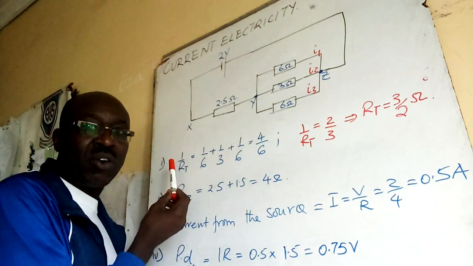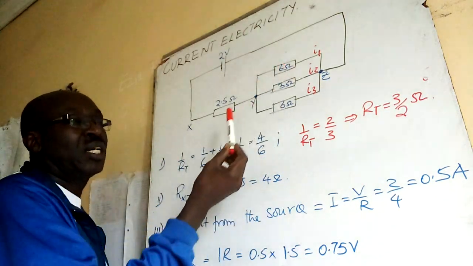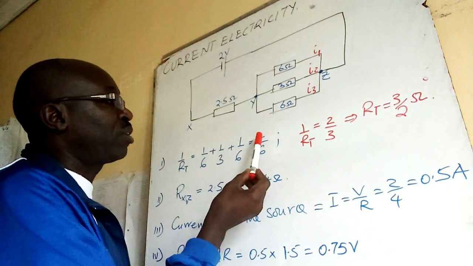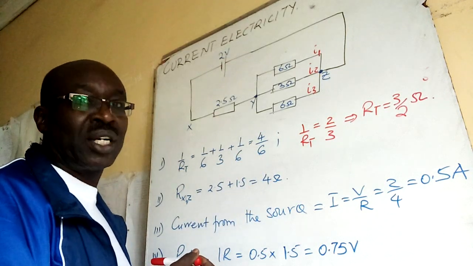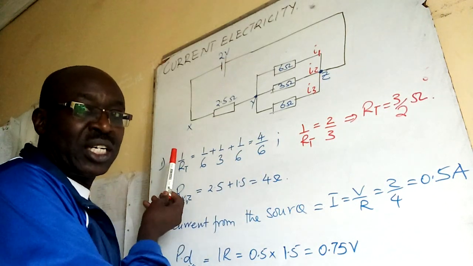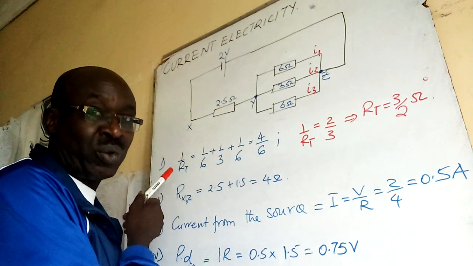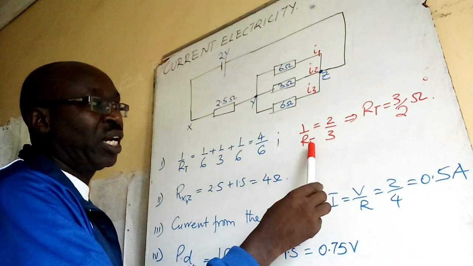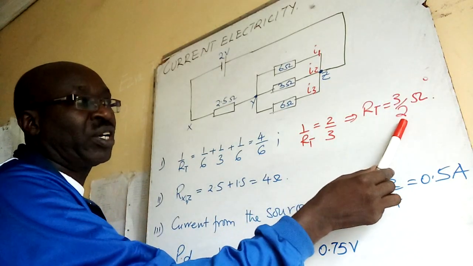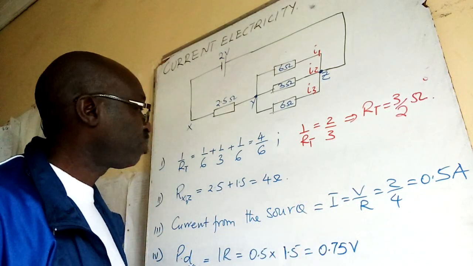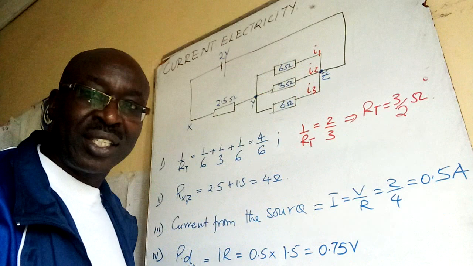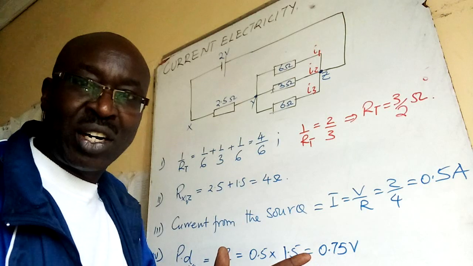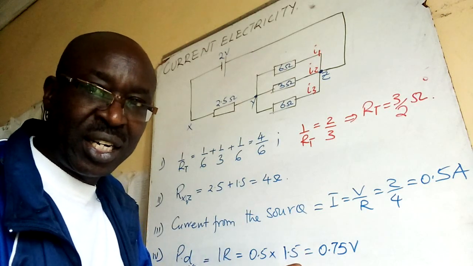So you use the formula 1 over RT is equal to 1 over 6 plus 1 over 3 plus 1 over 6. When you compute that, you get 4 over 6. Now that is not the answer, because that is the reciprocal of the resistance we want. So 1 over RT is equal to 2 over 3. Then cross multiply, you get RT is 3 over 2, or 1.5. So that is how we get the effective resistance of those which are arranged in parallel.